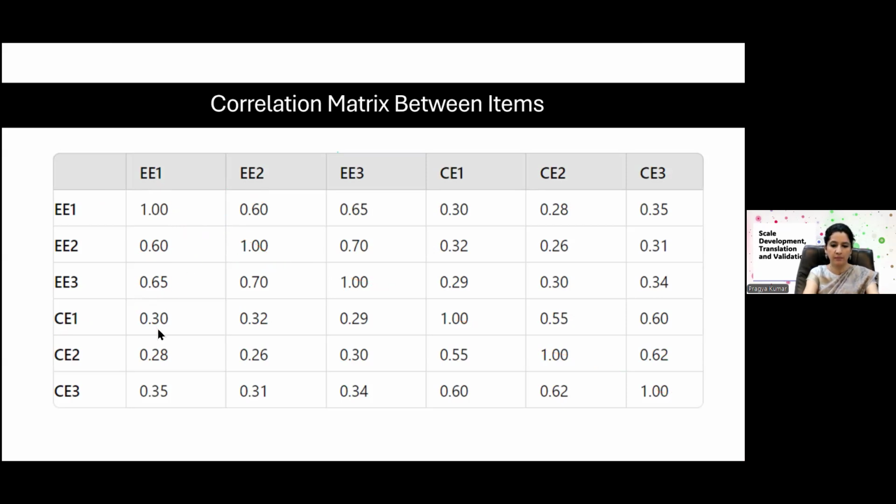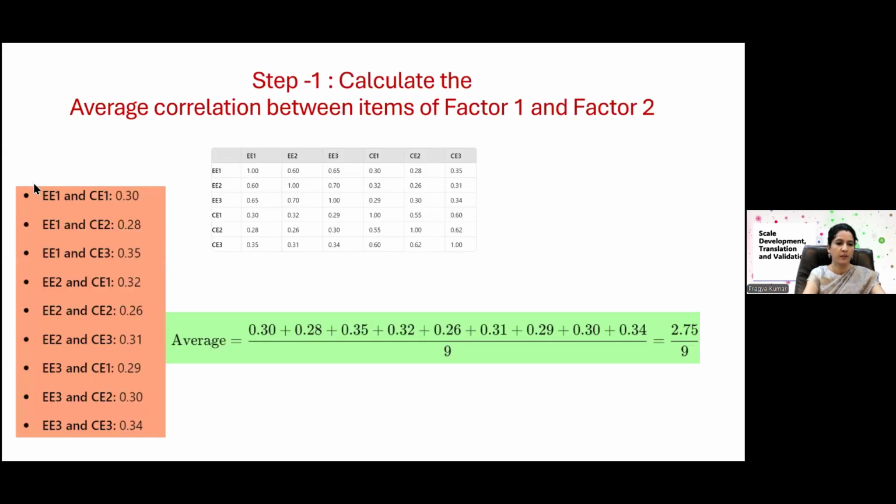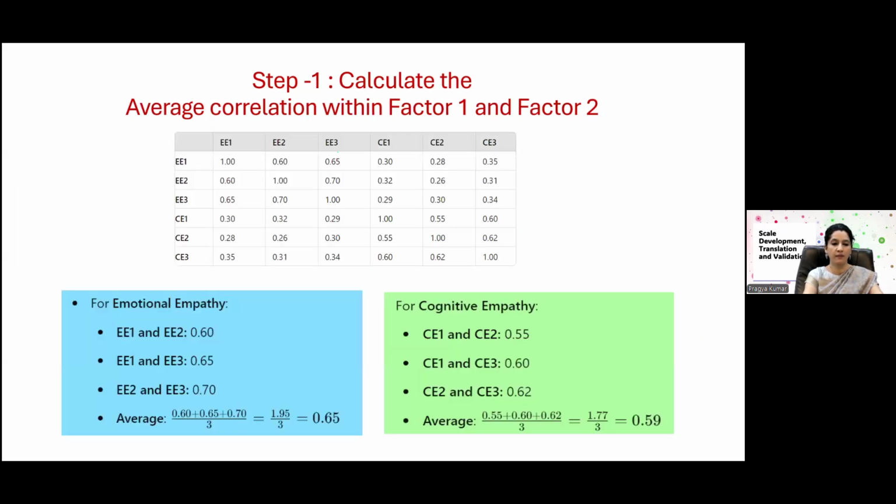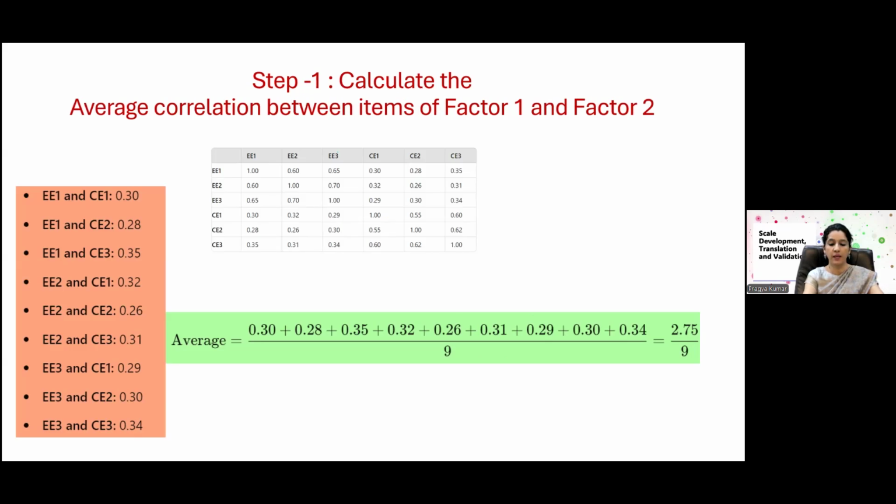So heterotrait means you will take correlation between the E and C, means between the items of two different factors. So EE1 and CE1, you take correlation of this, EE2 and CE2, EE3 and CE3, and so on. And you take average of all these correlations. So you add all this and divide it by 9, because there are 9 correlations, 1, 2, 3, 4, 5, 6, 7, 8, 9. So it gives you the average of correlation, 2.75 divided by 9.